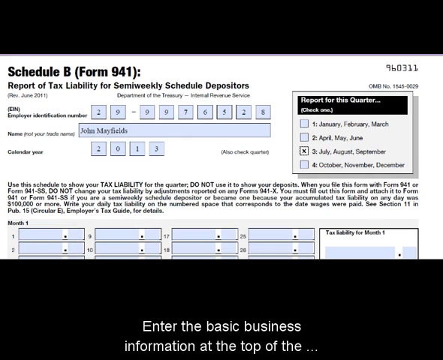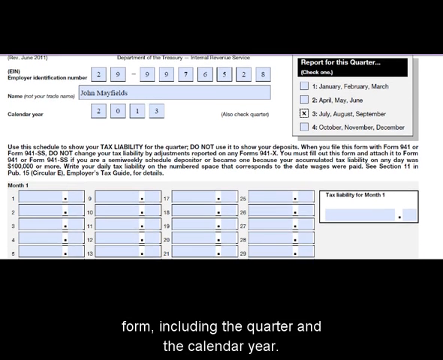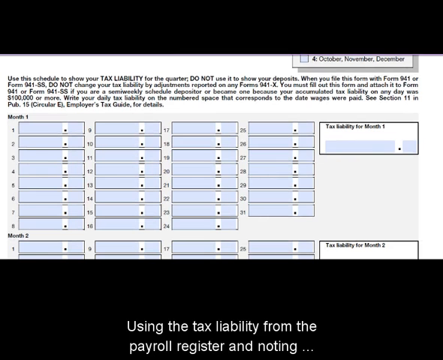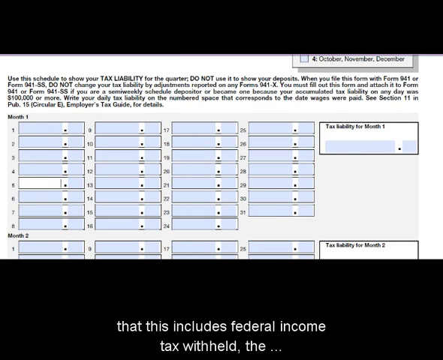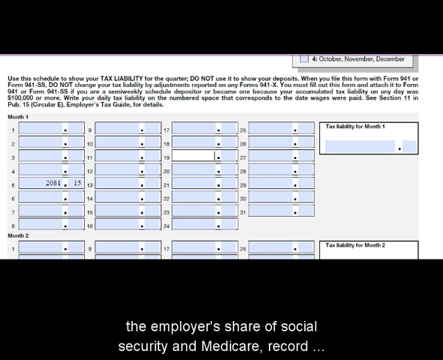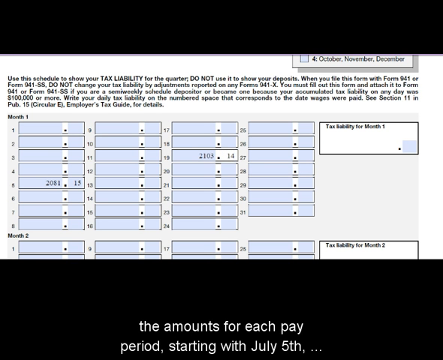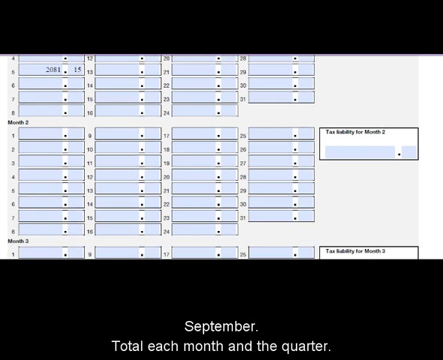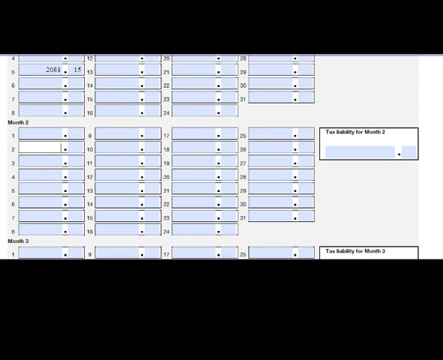Enter the basic business information at the top of the form, including the quarter and the calendar year, using the tax liability from the payroll register and noting that this includes federal income tax withheld, the employee's share of Social Security and Medicare, and the employer's share of Social Security and Medicare. Record the amounts for each pay period, starting with July 5th, then July 19th, and the pay dates for August and September. Total each month and the quarter.